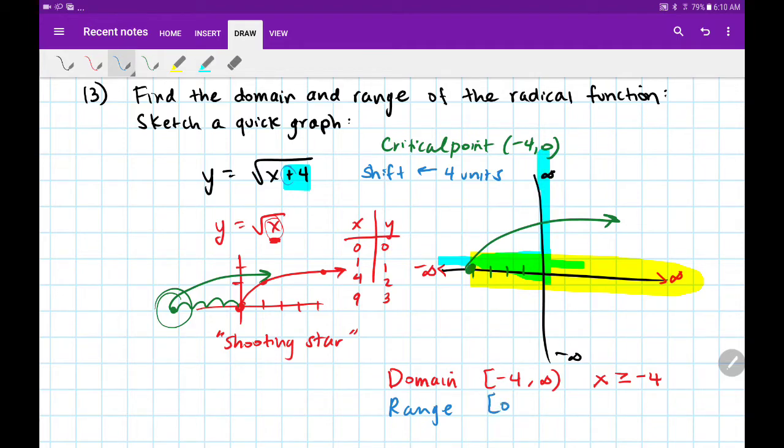So we would say our range is from 0 till infinity, inclusive, because I do have a point at y equals 0. And you could say y greater than or equal to 0. Ta-da! All right.